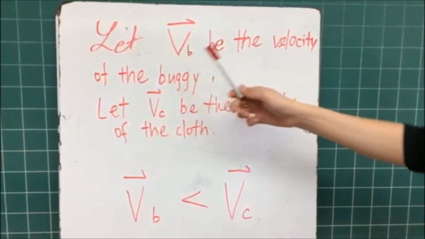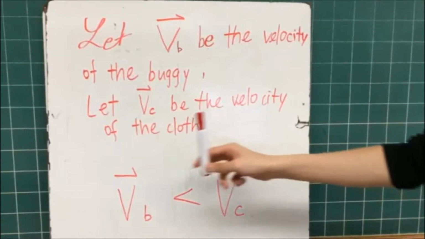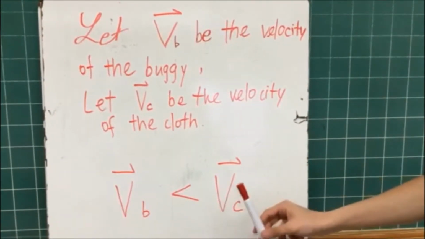Let this notation be the velocity of the buggy. Let this notation be the velocity of the cloth. Therefore, the velocity of the buggy is lesser than the velocity of the cloth.